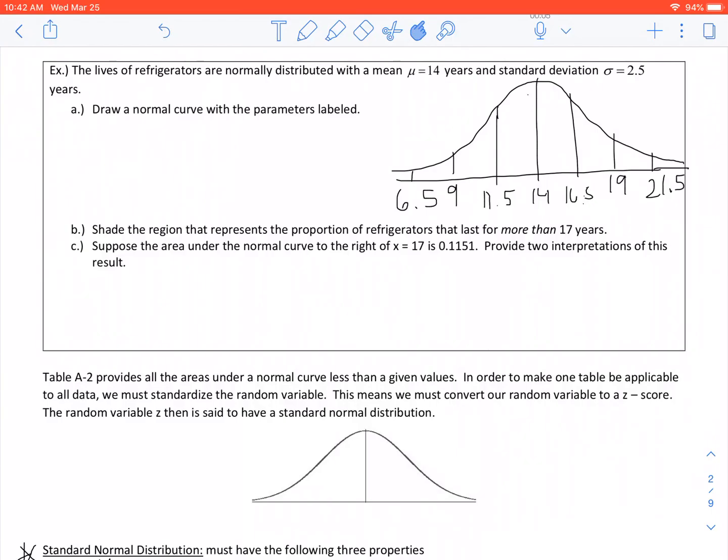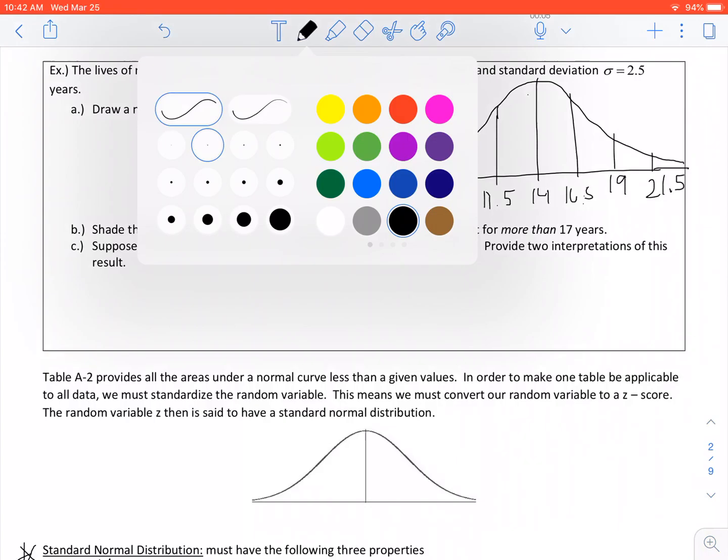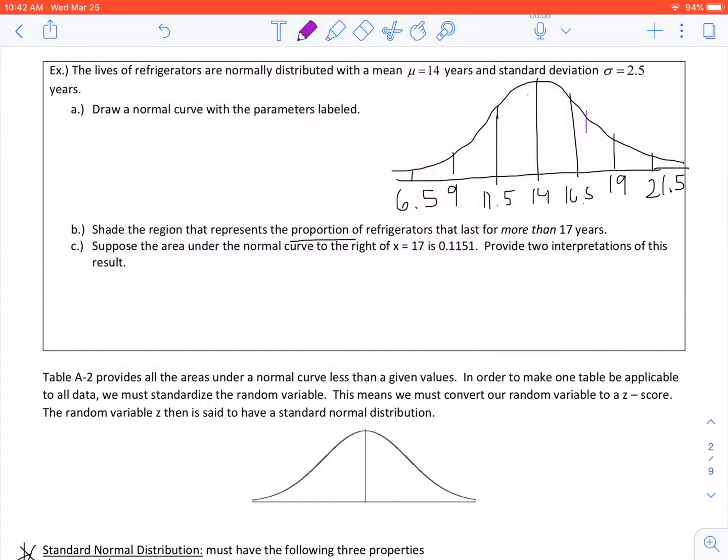Shade the region that represents the proportion, and proportion here is the same thing as probability, of refrigerators that last for more than 17 years. So more than 17, I'm going to shade that in. 17 is going to be somewhere over here. More than would mean longer than, so I'm going to shade to the right. I don't have any room down at the bottom to put 17, so I'm going to write the 17 up here at the top.